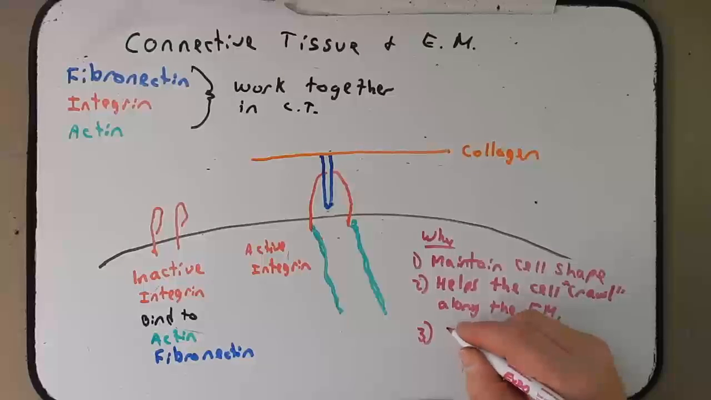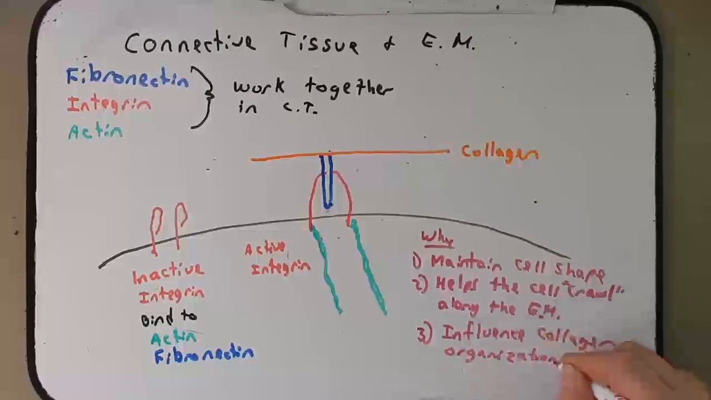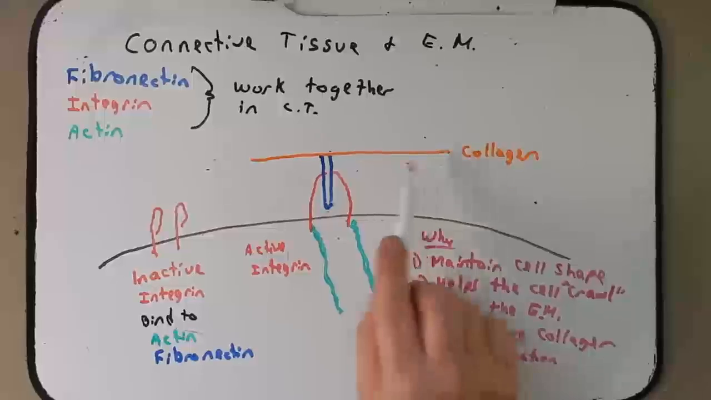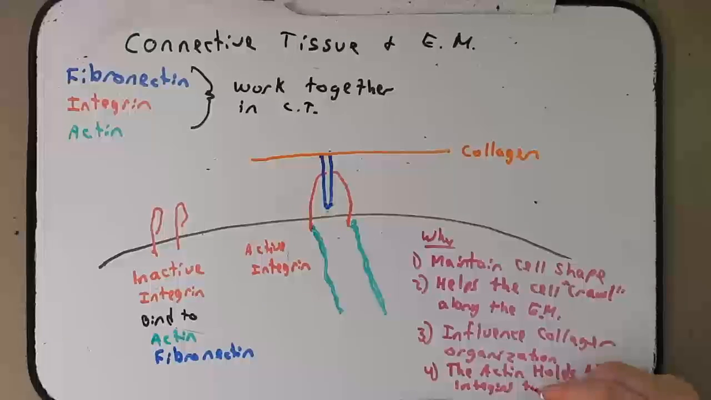They also, depending on the connective tissue we're talking about, help influence the collagen organization. Different organization of the collagen fibers will help determine the relative strength of that tissue and the type of connective tissue that's present. And a very specific note here, the actin holds the integrins to the cell.